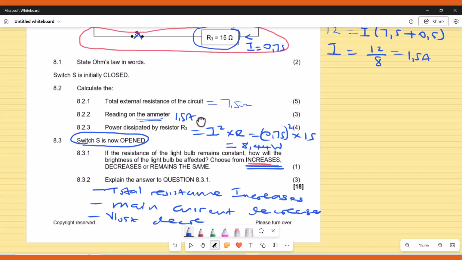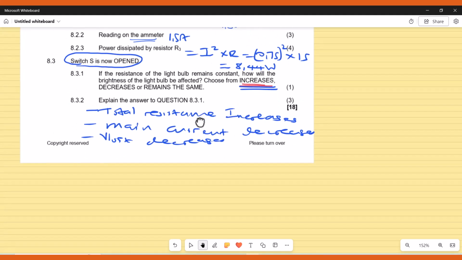So if the V lost decreases, then what happens to the V external? The V external will increase. And this leads to an increase in the brightness of the light bulb, because now we have a larger power output.